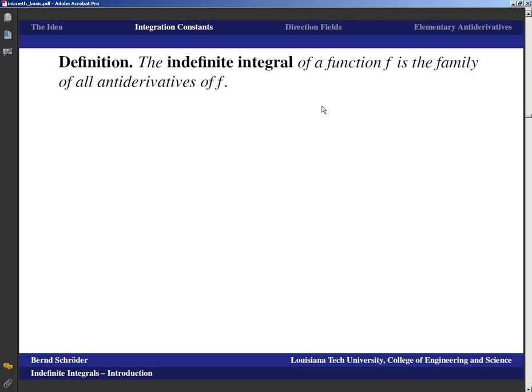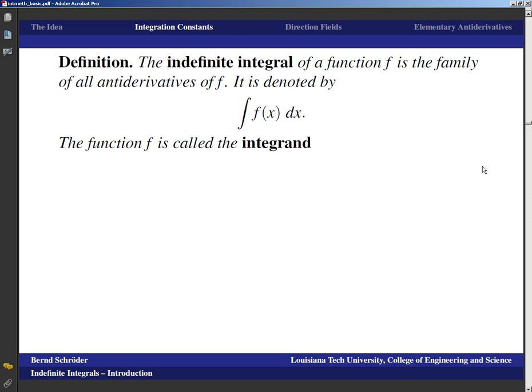So we can define the indefinite integral of a function f, and that's supposed to be the family of all antiderivatives of f, and it's denoted by integral f of x dx, and the reason for this notation will become clear once we've got the fundamental theorem of calculus, but as I said, that will be another module. In this module, we're going to focus specifically on the physical idea of recovering positions from velocity, and we're going to focus on the techniques of how to do that.